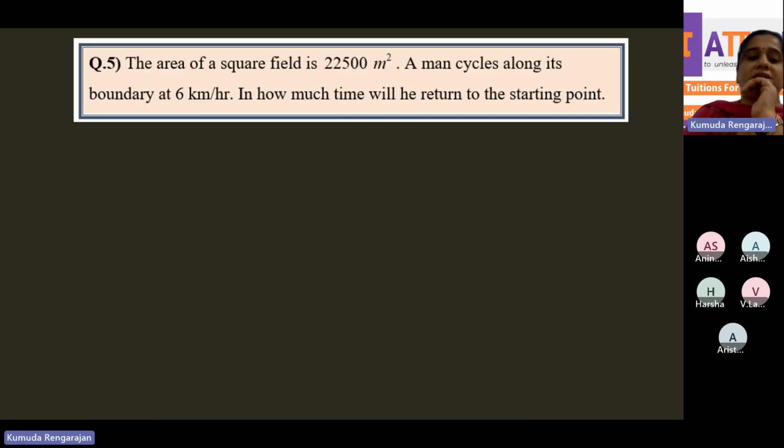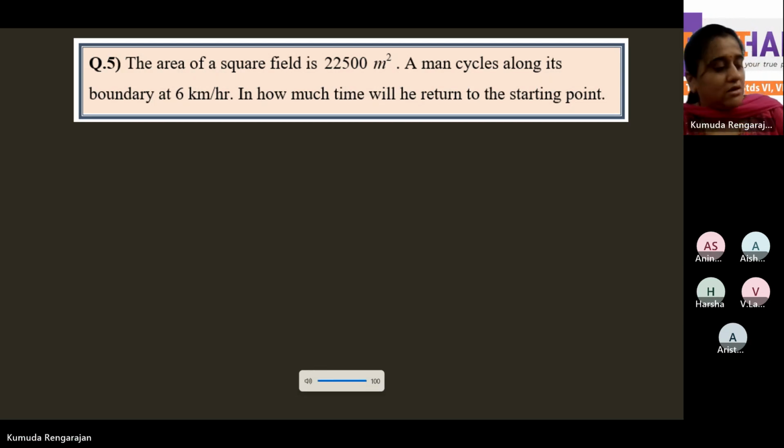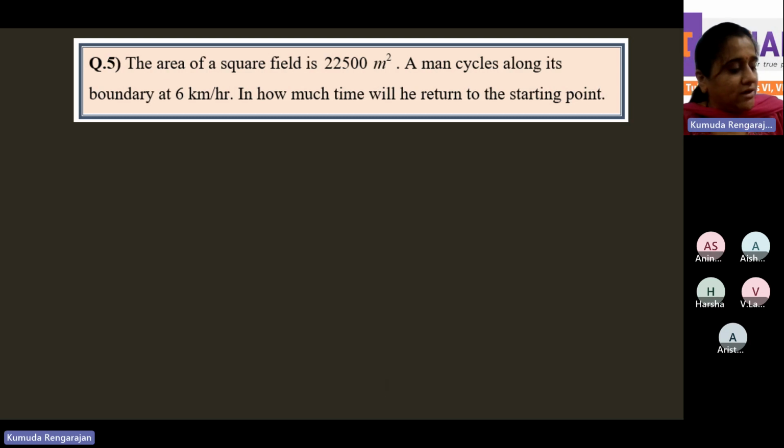All right. This is the next one. The area of a square field is 22,500 meters square. From the area, you can find the side of the square field. So the side of the square field will be, what's the square root of 225? 15. The square root of 225 is 15.